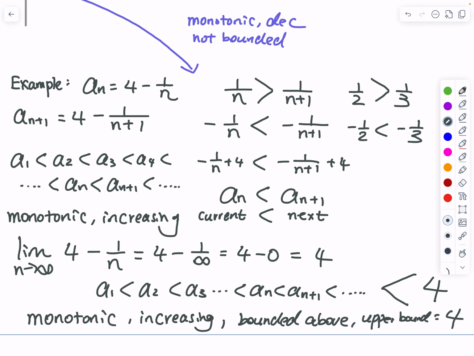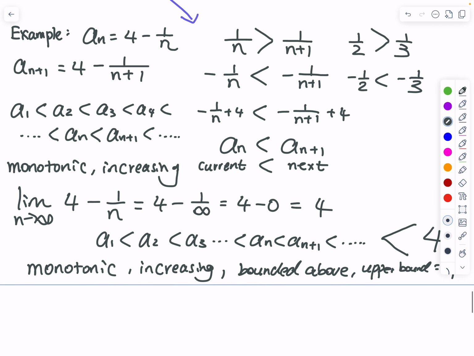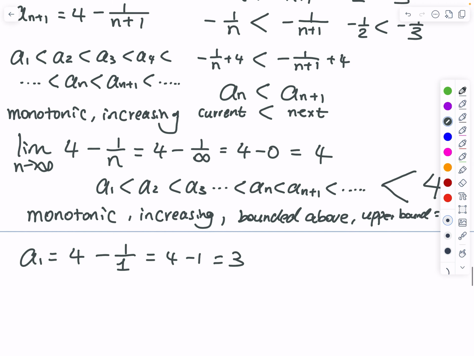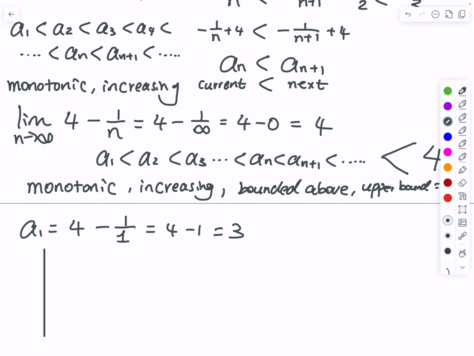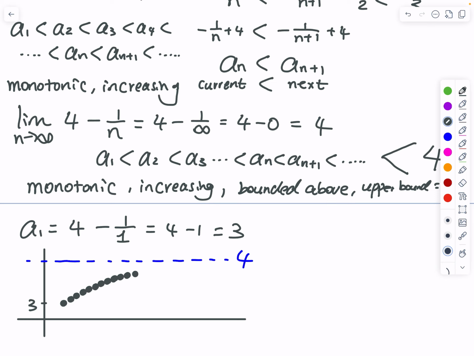If you want to look at the graph, let's say when n is equal to 1, you have 4 minus 1 over n, and that is 4 minus 1, which equals 3. And then you can draw a graph like this. This is the y-axis, and this is the x-axis. So we start at 3, and then we keep on going. There is an upper bound. This is 4. For the 3, you can use a dot. So this one is monotonic increasing, and then bounded at 4. So the upper bound is equal to 4.